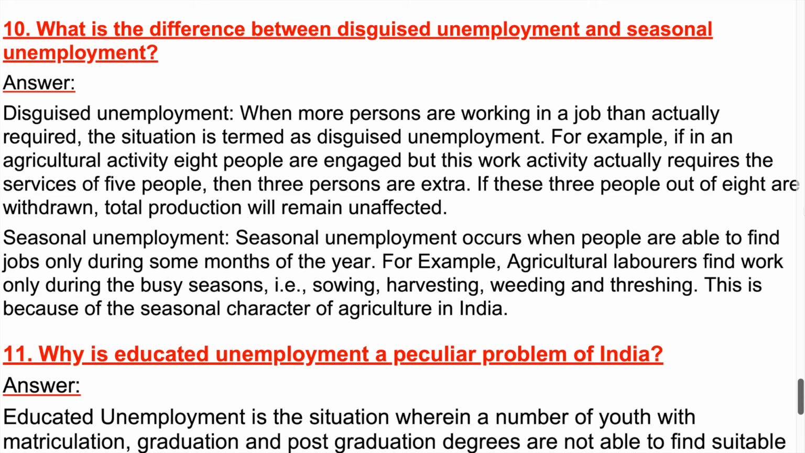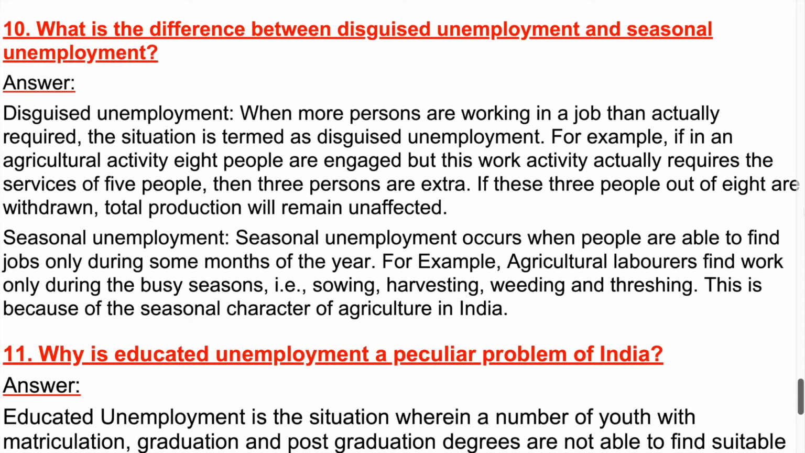Seasonal unemployment. Seasonal unemployment occurs when people are able to find jobs only during some months of the year. For example, agricultural laborers find work only during the busy seasons, i.e., sowing, harvesting, weeding and threshing. This is because of the seasonal character of agriculture in India.